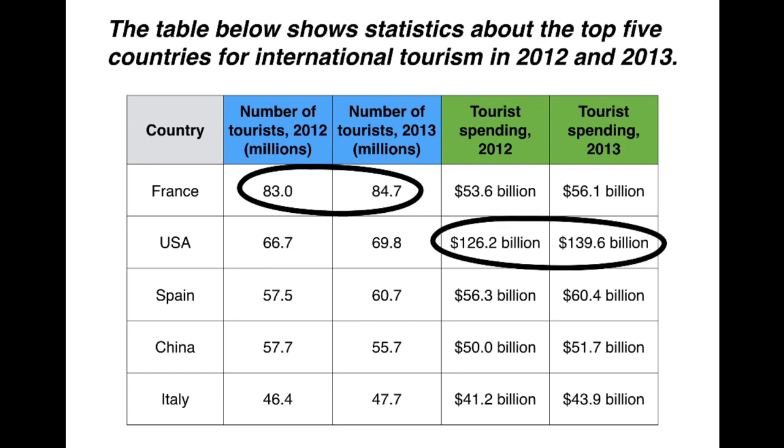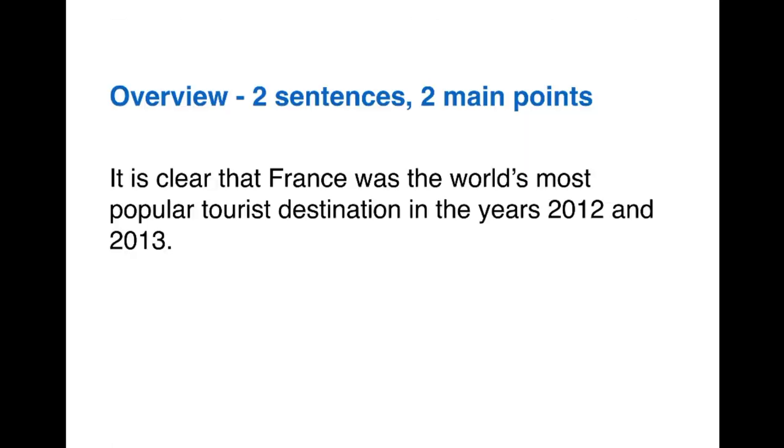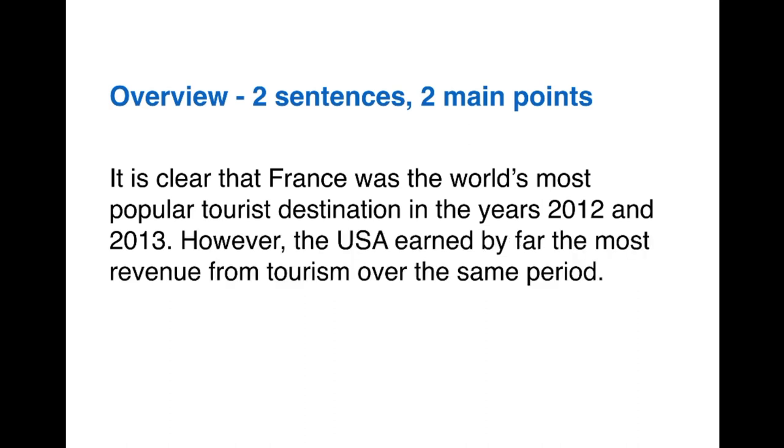Easy. Let's see how I wrote that in my paragraph. First sentence, It is clear that France was the world's most popular tourist destination in the years 2012 and 2013. Next sentence. However, the USA earned by far the most revenue from tourism over the same period. That's the overview finished. Nice and simple. And now we can move on to the details paragraphs, paragraphs 3 and 4.